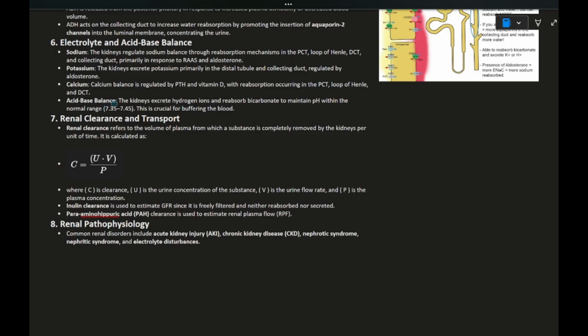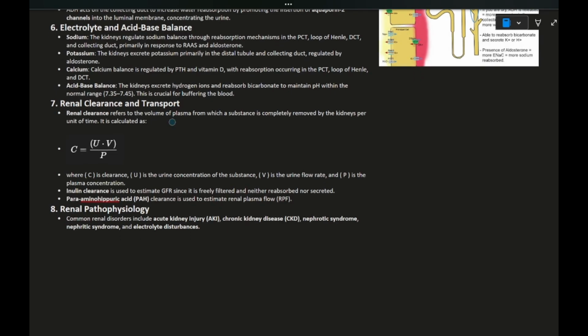And finally, regarding acid-base balance, the kidneys excrete hydrogen ions, or H+ ions, and reabsorb bicarbonate in order to maintain pH within a normal range, which is around 7.35 to 7.45. Why is this important? Because the blood needs to be buffered, so that its function will be maintained.